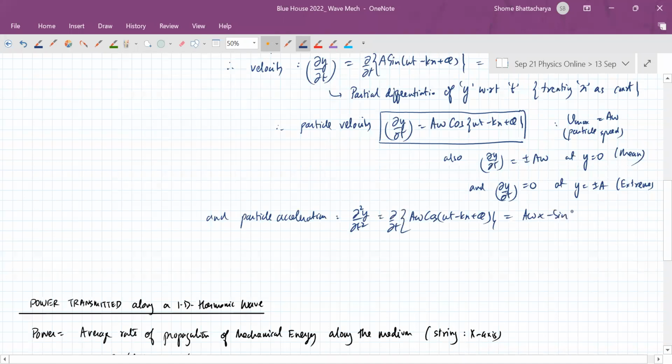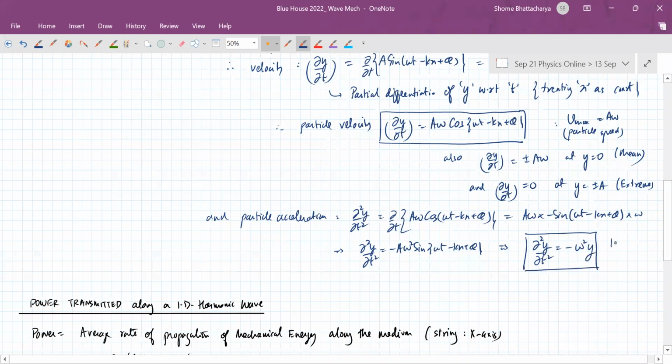Derivative of cos is minus sine. And then differentiation of this whole term inside the bracket. So you can see that we get that relation, that del 2y by del t square is minus a omega square sine omega t minus kx plus phi. So this also confirms the property of SHM, that the particle's acceleration along its oscillation axis, that is the y-axis, is proportional to displacement from the mean position and opposite in direction.